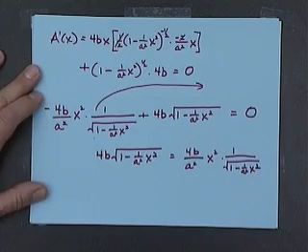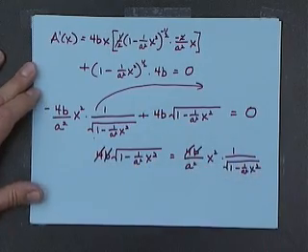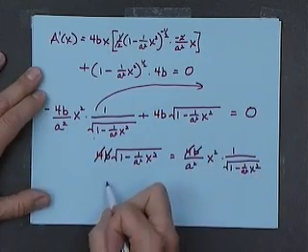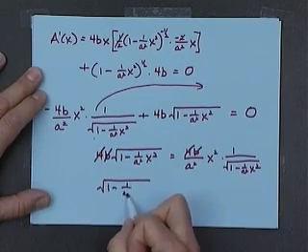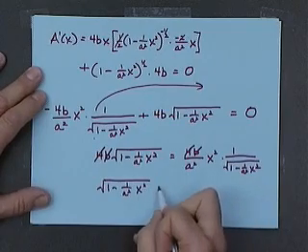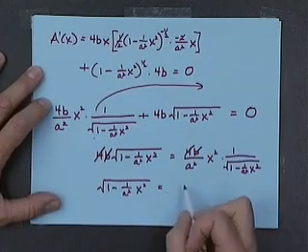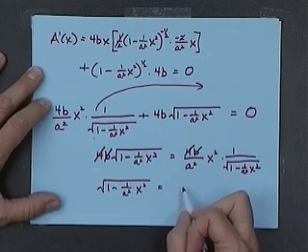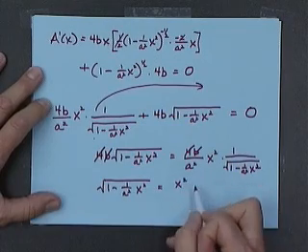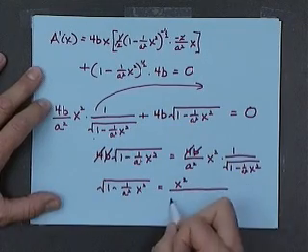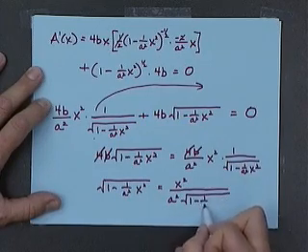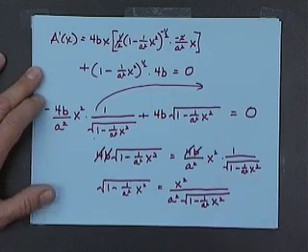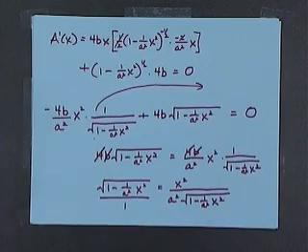So let's divide both sides by 4. Divide both sides by b. So those are gone. So let's put things in the numerator that belong there. X squared belongs there. That's it, right? Stuff in the denominator that belongs there. So this is over 1.